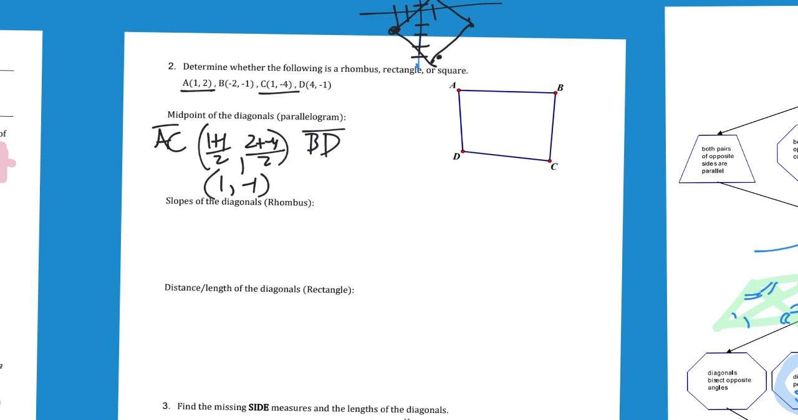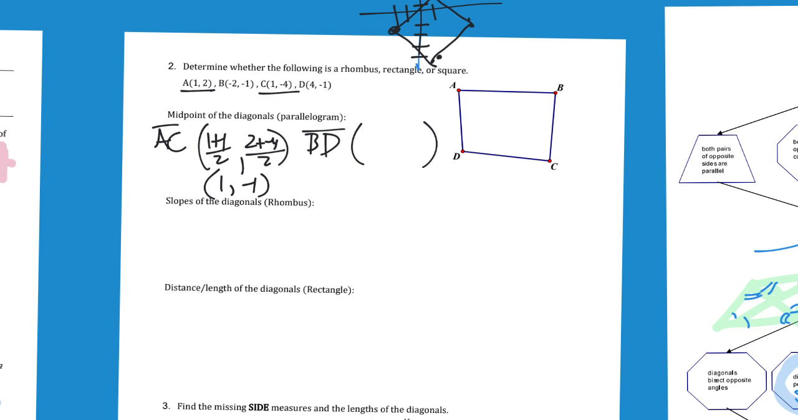Okay, let's see if BD has the same midpoint. If they do, then you know you have a parallelogram, because all parallelograms have diagonals that bisect each other. And so where the midpoint is where it divides the segment into two equal segments.